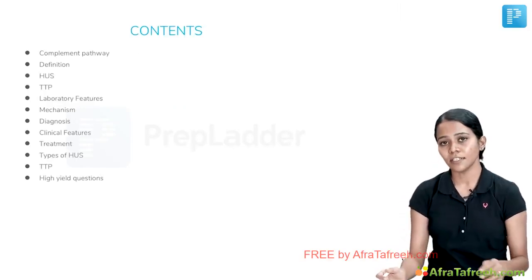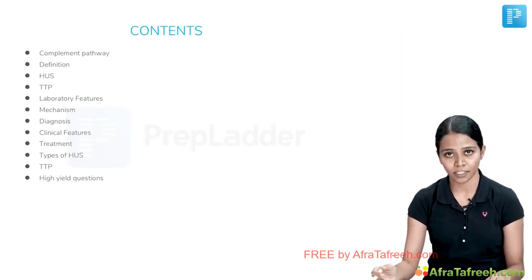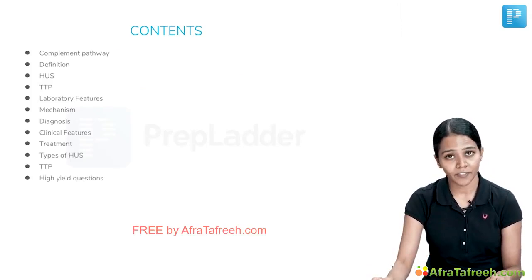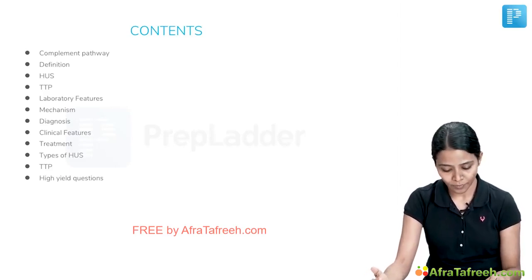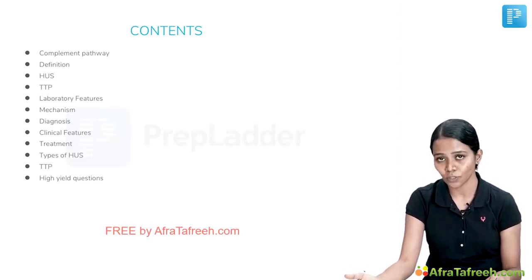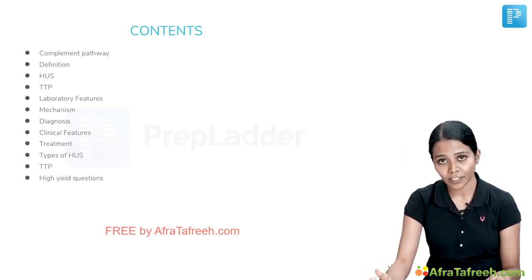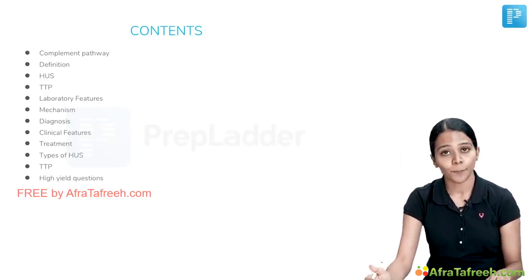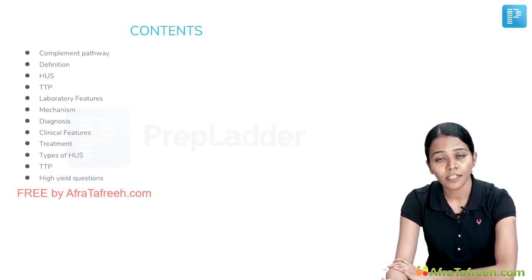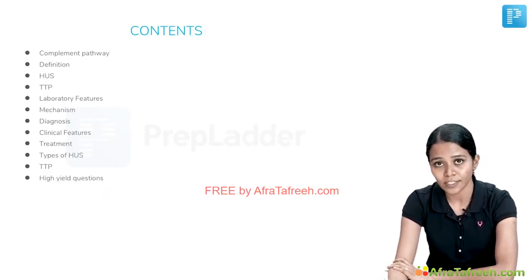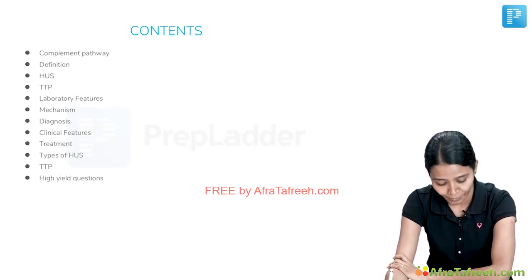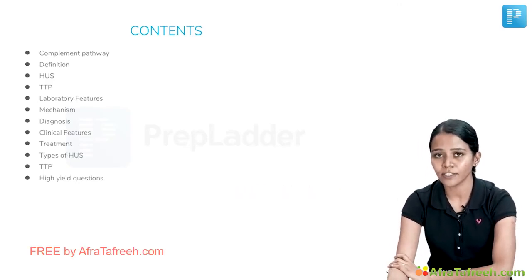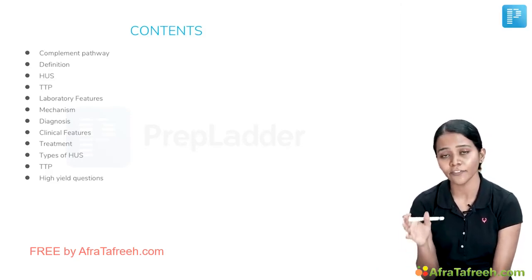So, we'll learn this chapter under the following headings. First, we'll see the normal complement pathway. We'll see the definition of thrombotic microangiopathy. Then we'll deal with the two types of thrombotic microangiopathy, which is HUS, that is hemolytic uremic syndrome, and TTP, that is thrombotic thrombocytopenic purpura. We'll learn the laboratory features of the disease, mechanism by which this disease occurs, diagnosis, clinical features, treatment, what are the types of HUS, and also we learn about TTP.